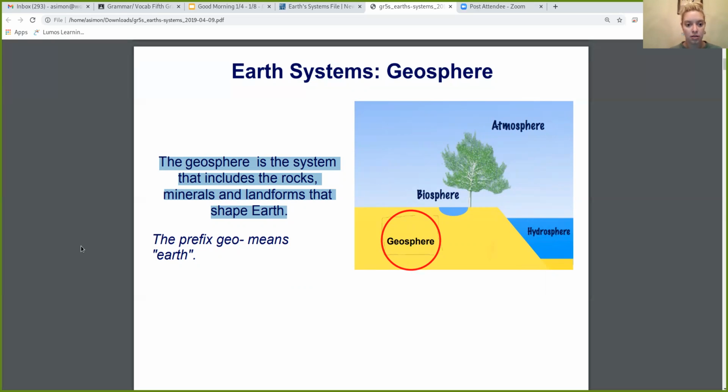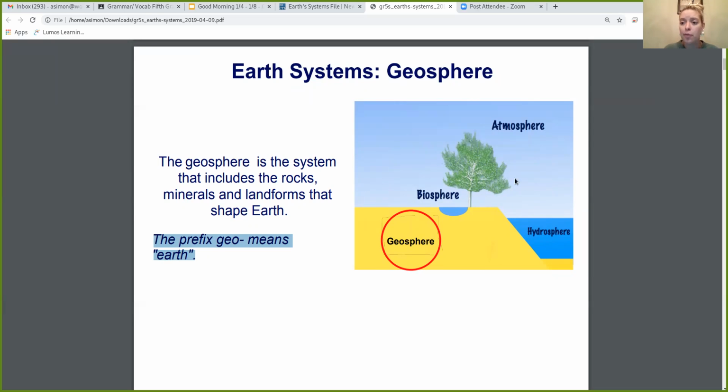And geo itself means Earth. Like I said, in geography, geo means Earth. Geography is the study of land, the study of Earth. So go ahead and add that: the prefix geo means Earth. So when we're talking about the geosphere, we're talking about everything that's the rocks, the minerals, the landforms themselves.